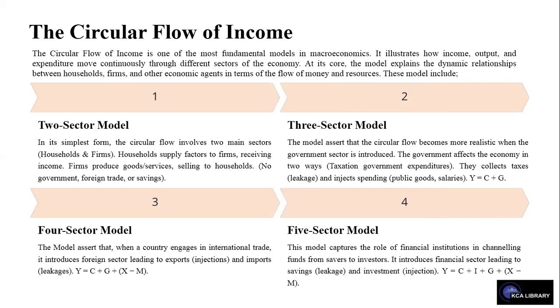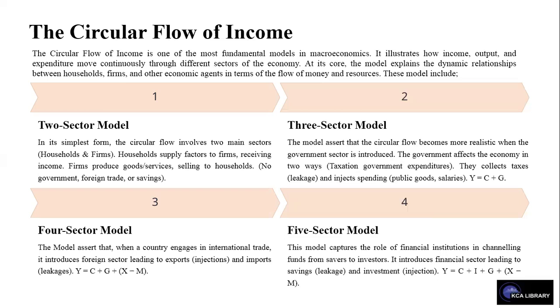When we talk about the circular flow of income, what do we actually mean? The circular flow of income is one of the most fundamental models in macroeconomics, and it illustrates how income, output, and expenditure move continuously through different sectors of the economy. At the core of this is a model which explains the dynamic relationship between household, firm, and other economic agents in terms of the flow of money and resources.